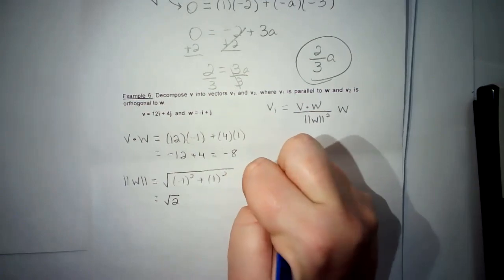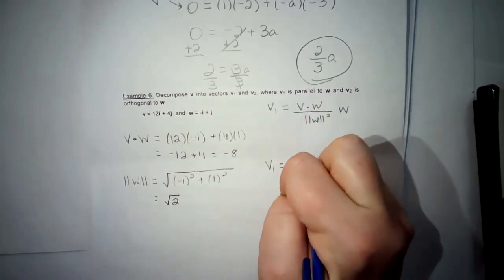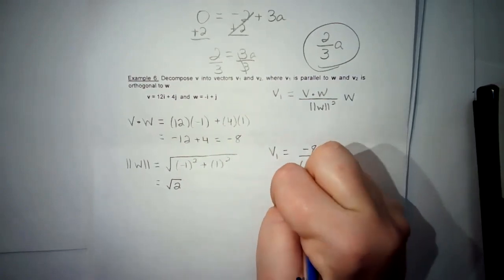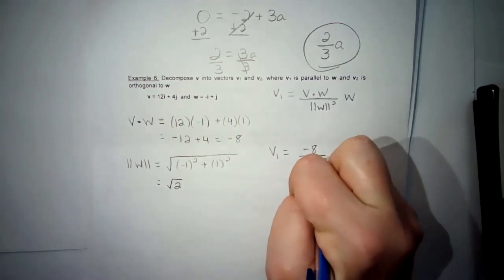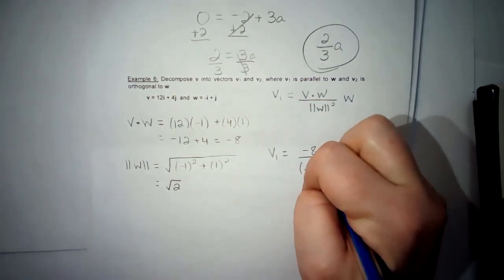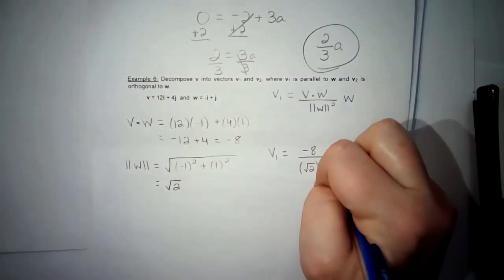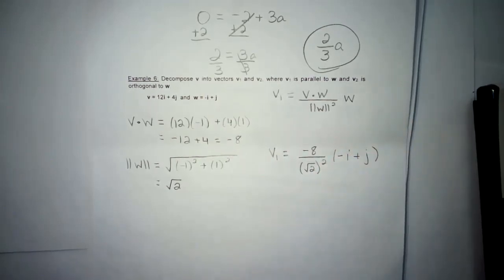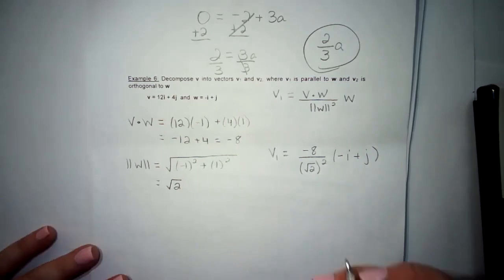So here we go, vector 1. Dot product on the top, that's a negative 8. All right, I'm going to take the magnitude on the bottom squared. So it'll be root 2 squared, so that's just going to be a 2 down there, right? And then I'm going to multiply whatever this comes out to be by W, by the whole vector W to create another vector, okay?